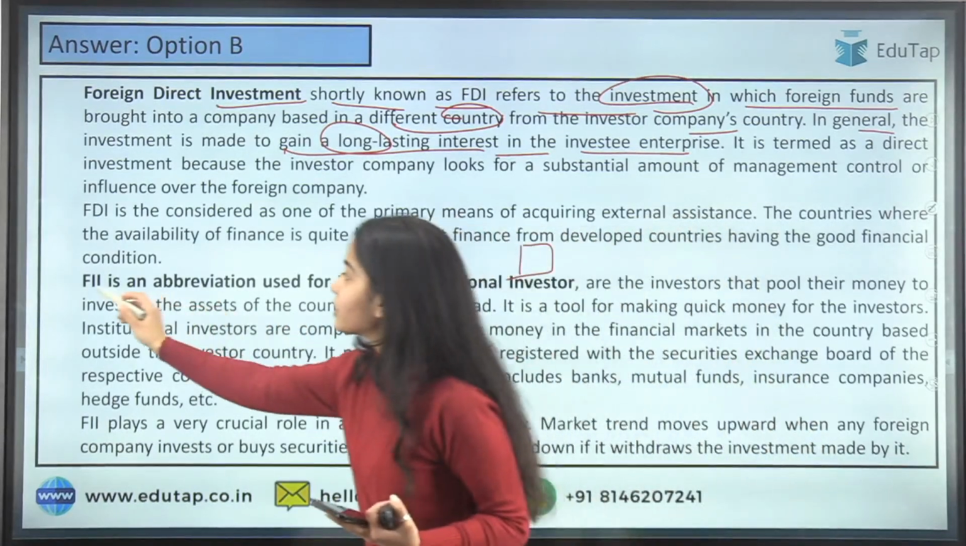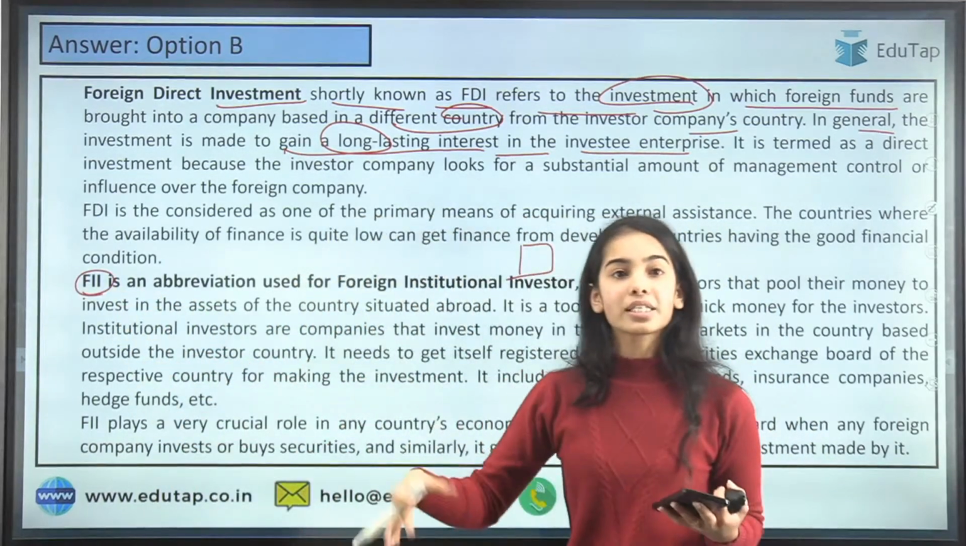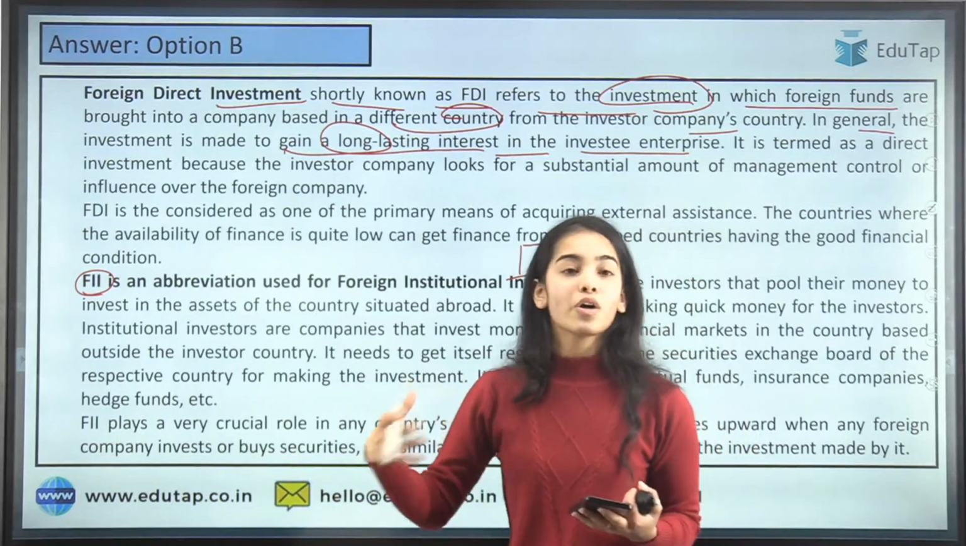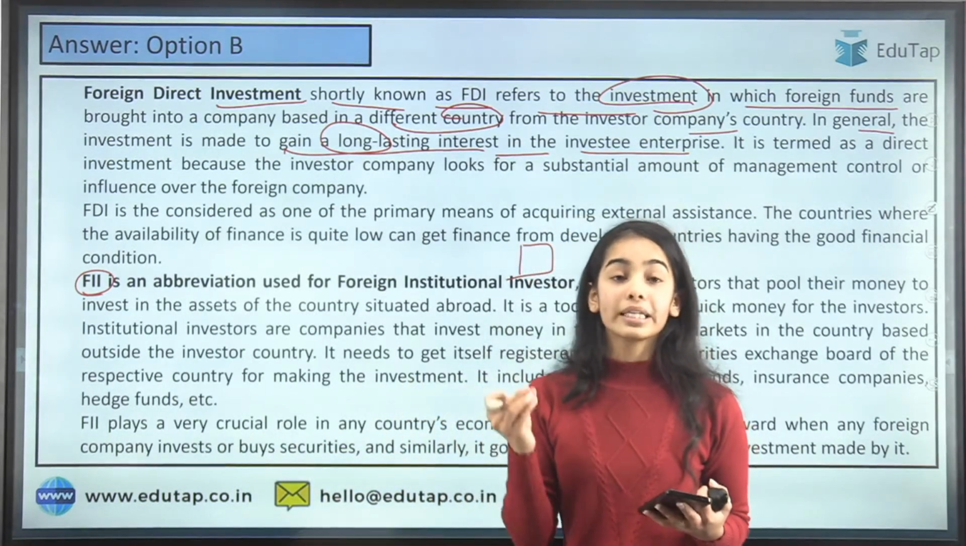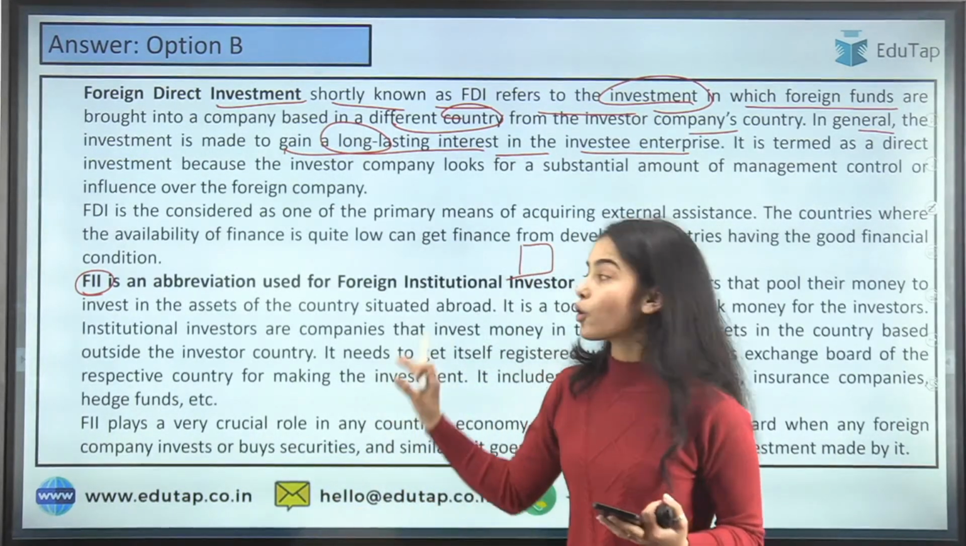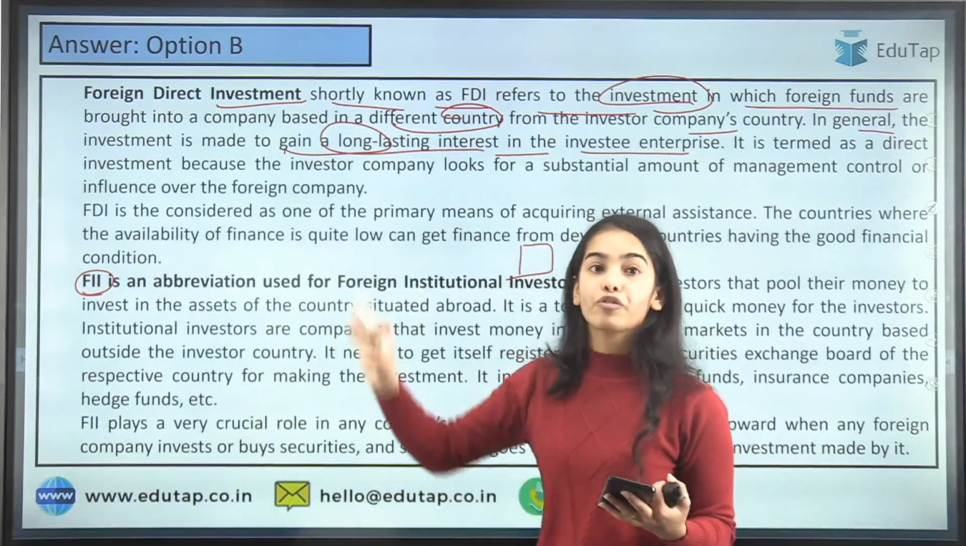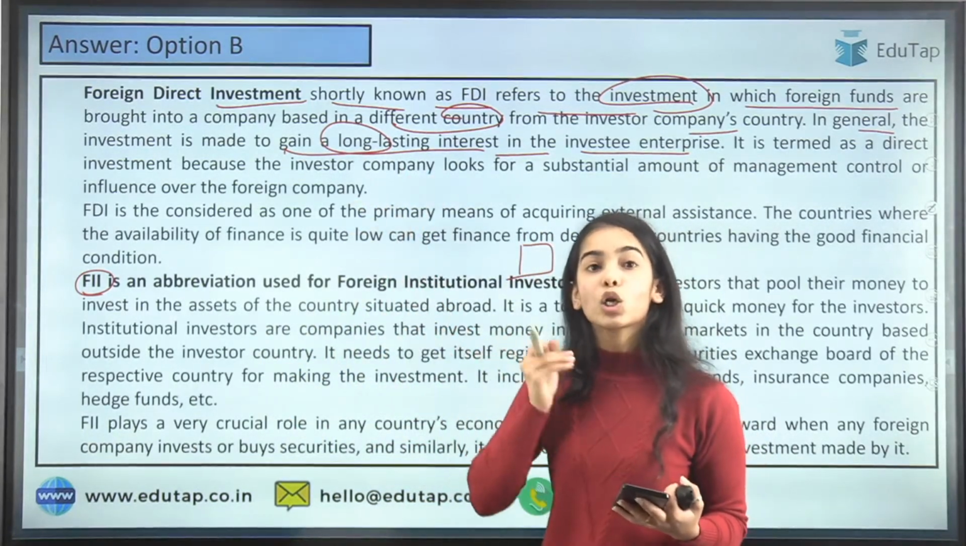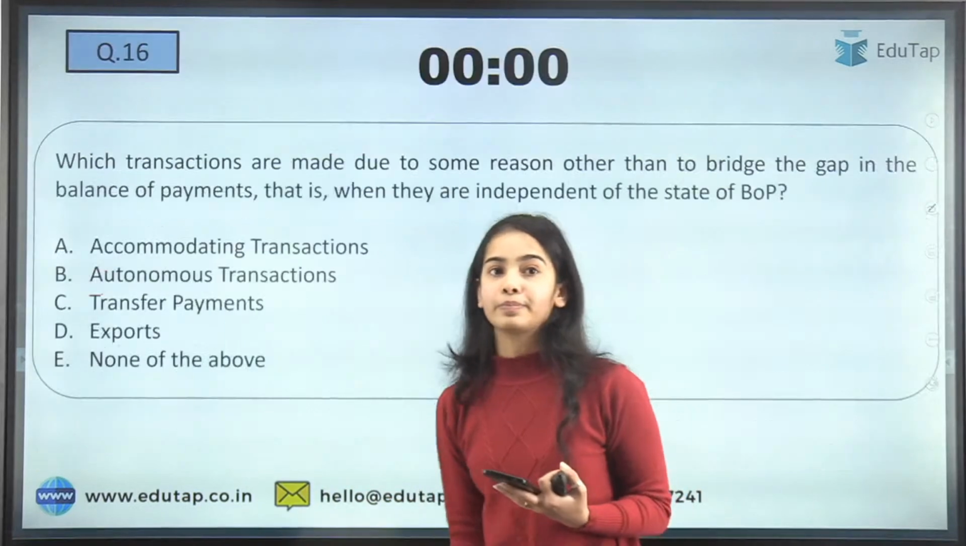While foreign institutional investors can just wrap up, they can just sell the bonds or whatever they have bought in the financial market. It is very easy for them to take out their money. For foreign direct investment, it is a long-term relationship, we can say.